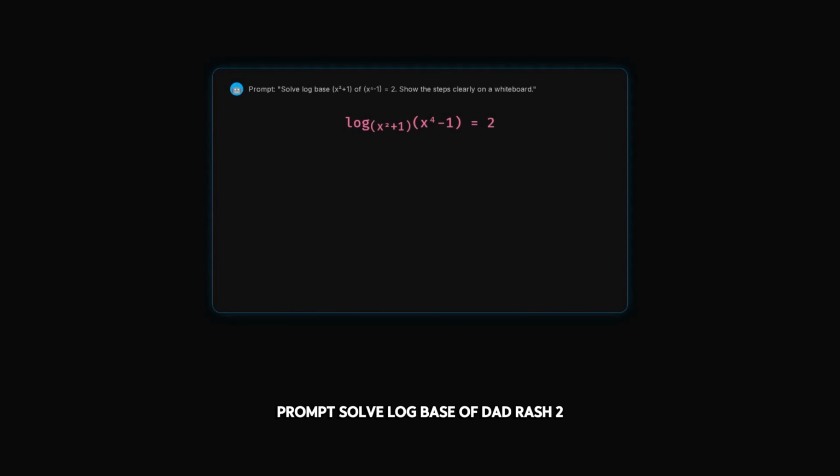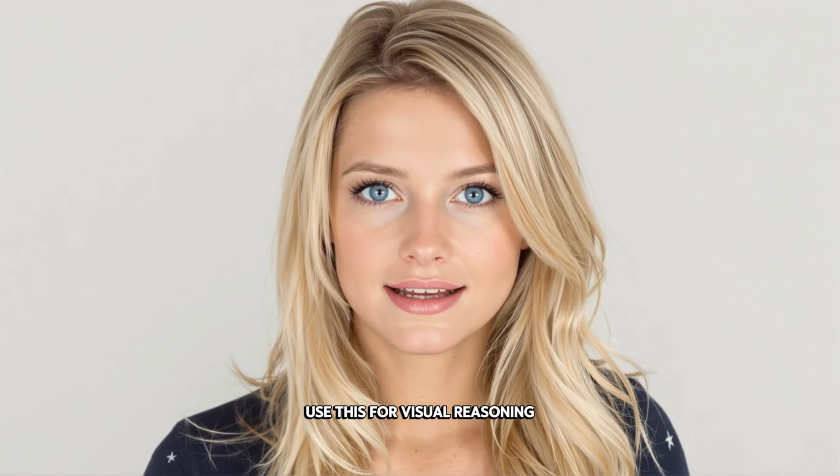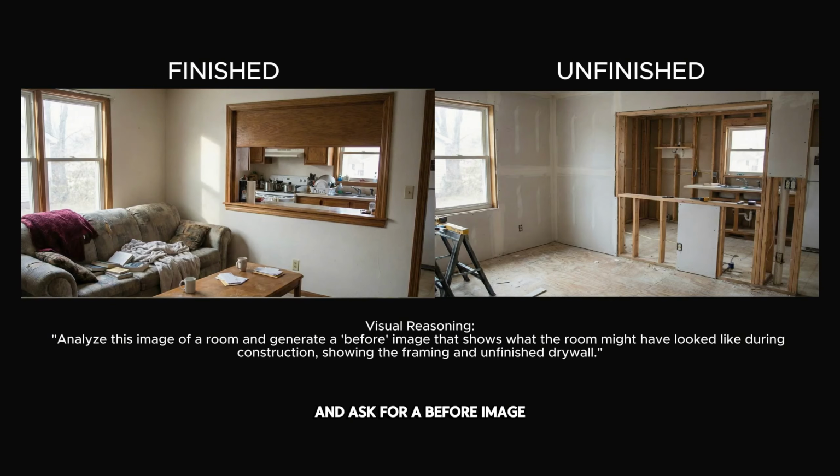Prompt: Solve log base of Dadrush 2. Show the steps clearly on a whiteboard. Most models would hallucinate numbers. This model actually computes the logic and renders the correct mathematical steps in the image. Use this for visual reasoning. Show it a picture of a finished room and ask for a before image showing the framing and unfinished drywall. It deconstructs the finished product back to its construction phase logic.